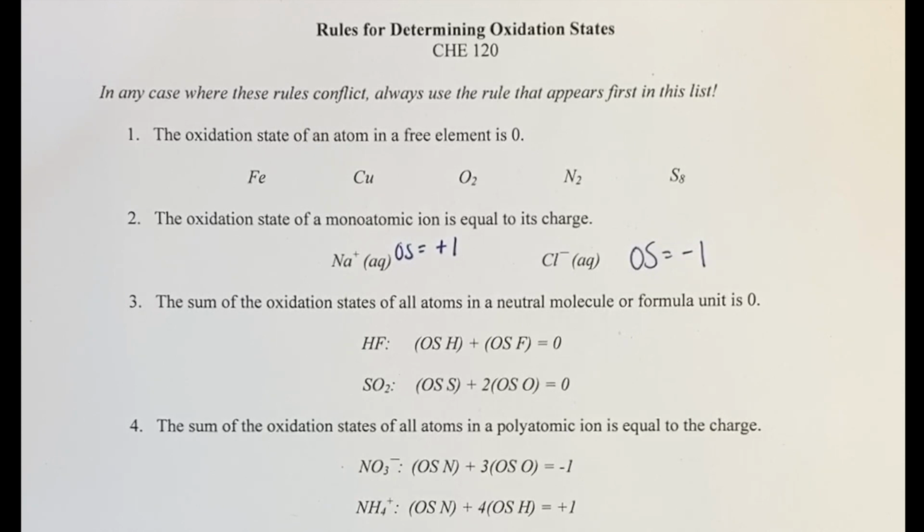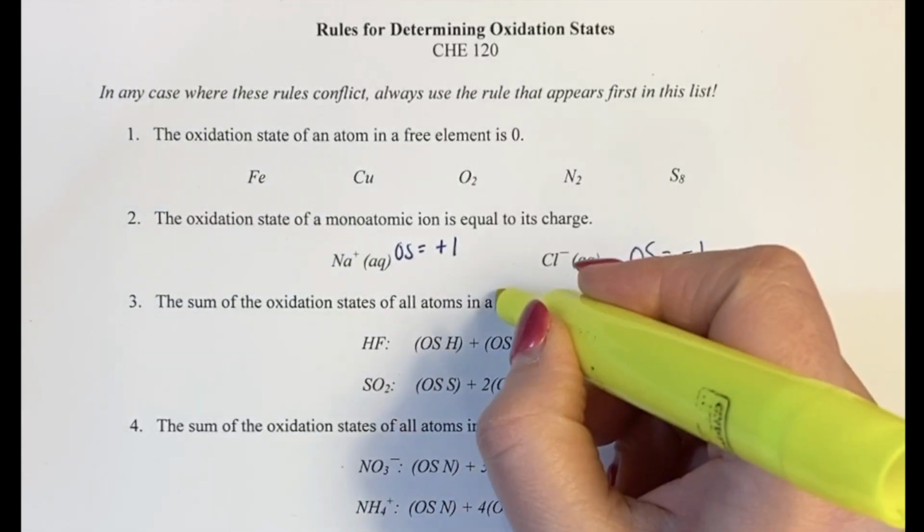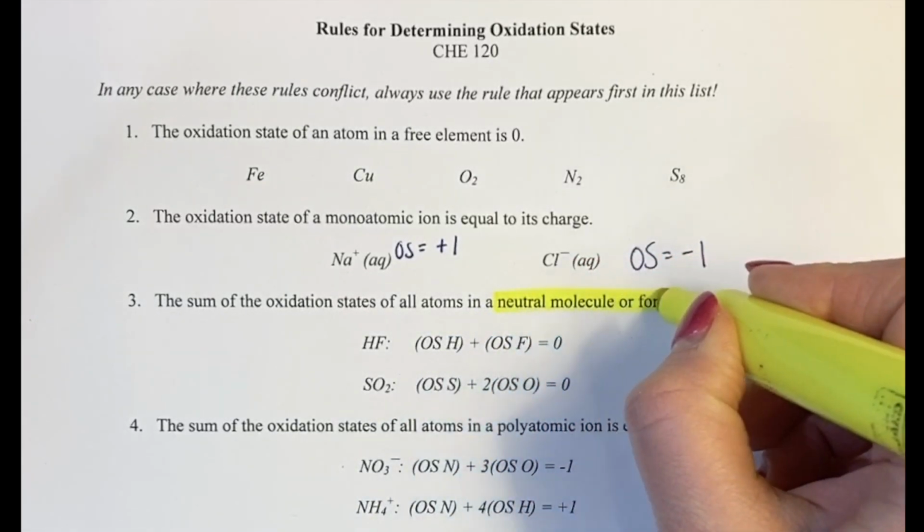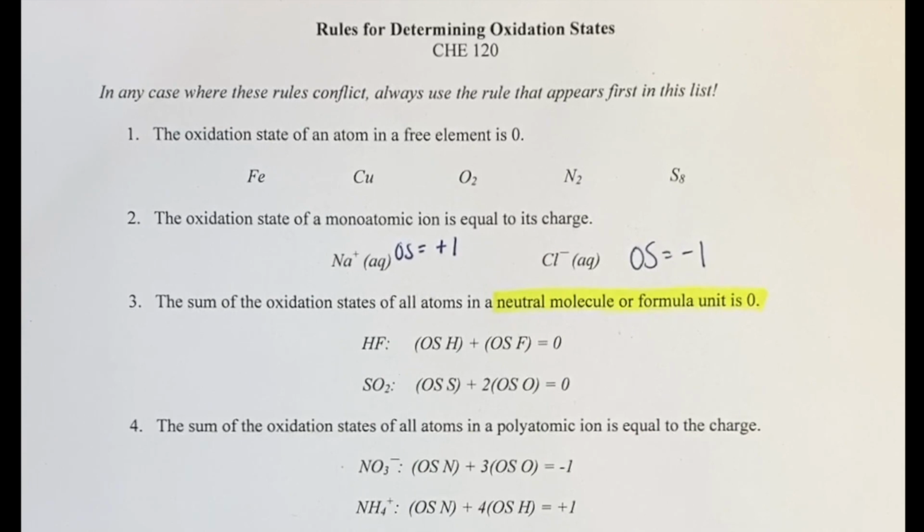Okay, Rule 3 is important. Rule 3 we're going to use a lot as we go through this discussion. Rule 3 says that the sum of the oxidation states for all atoms in a neutral molecule or formula unit is 0. That means that when we're looking at compounds like HF, this is going to allow us to write an equation. This is telling us that the oxidation state of the hydrogen in HF plus the oxidation state of the fluorine in HF must be equal to 0.